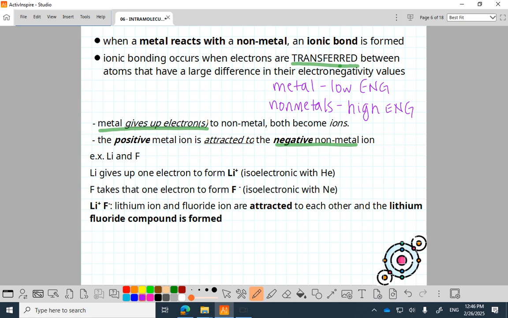Lithium is in column number 1. It's going to give up 1 electron to form the lithium ion, which is isoelectronic with helium. Fluorine takes that 1 electron to form the fluoride ion, which is isoelectronic with neon. So when you have ionic, they are going to follow Lewis's rules. Octet rule, stable, want to become like a noble gas. The attraction is there, the opposites attract, of course.